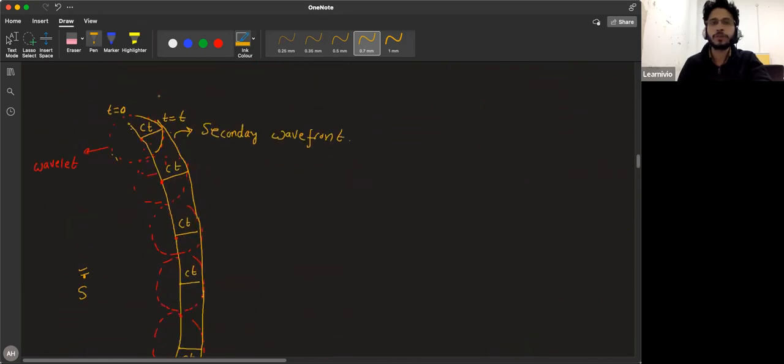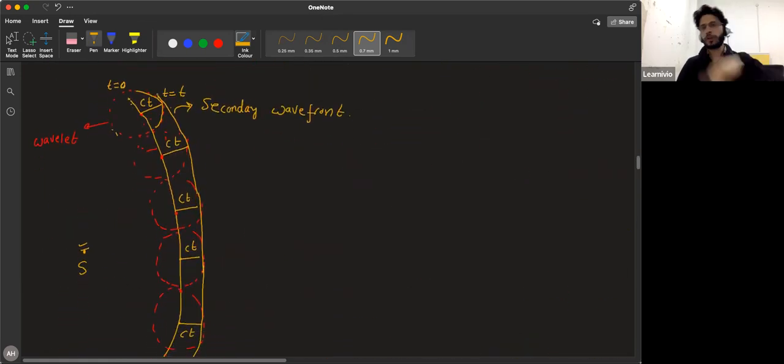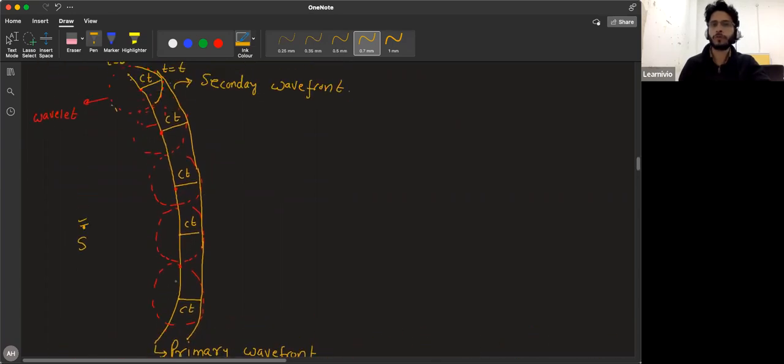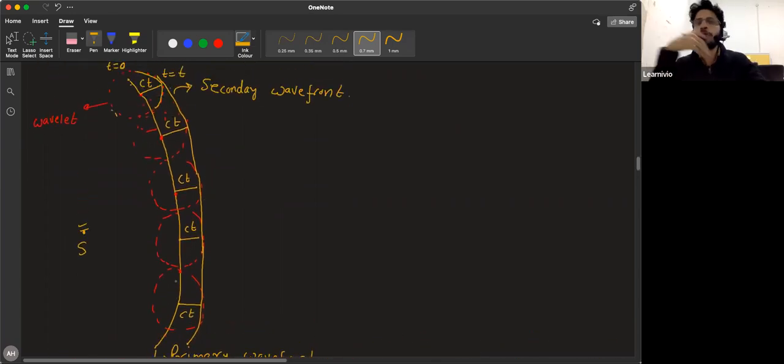So Huygens principle in the first step says the source will generate a primary wavefront. You generated a primary wavefront. The shape of the primary wavefront will depend upon the shape of the source. If you have a point source, then your primary wavefront is spherical.